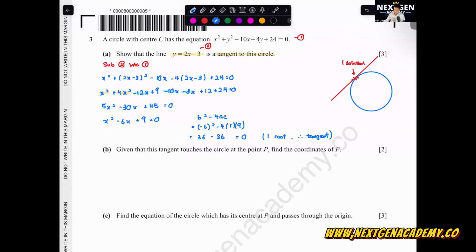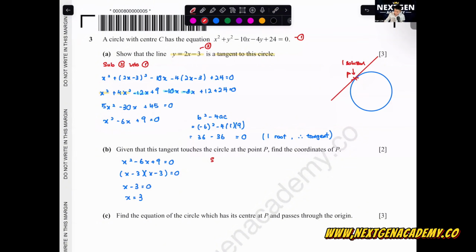Okay, question B. Given that this tangent touches the circle at the point P, find the coordinates of P. So now we want to find the solution. How to find the solution? We're going to solve the equation x squared minus 6x plus 9 equals 0. This will be x minus 3 squared, so x minus 3 equals 0. X is equal to 3.